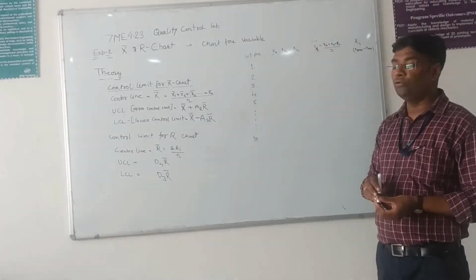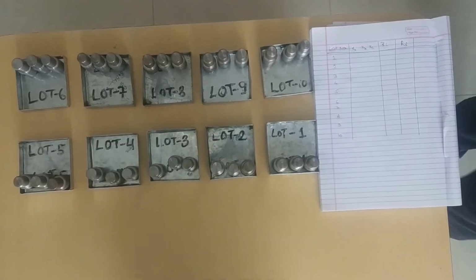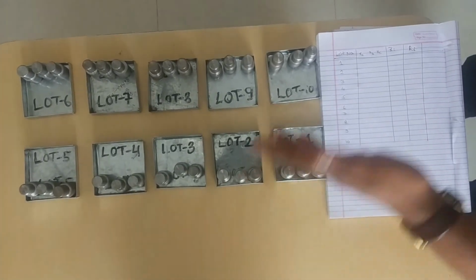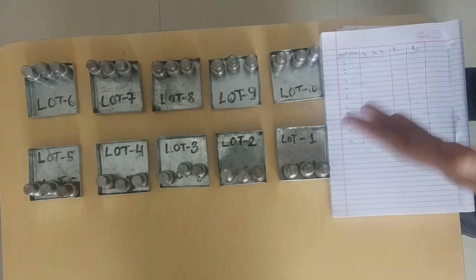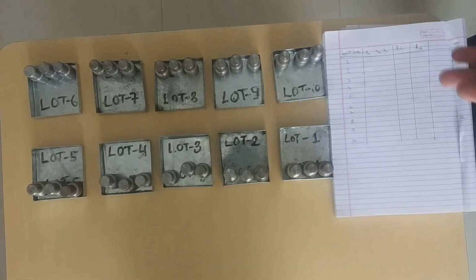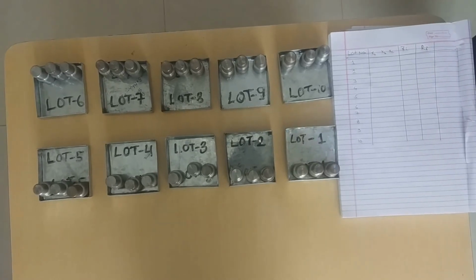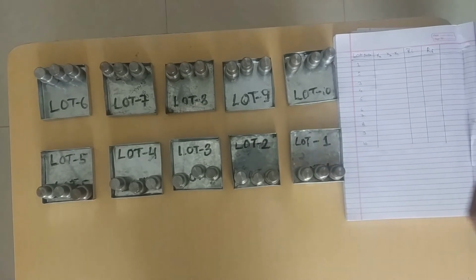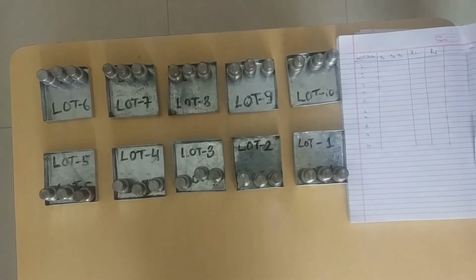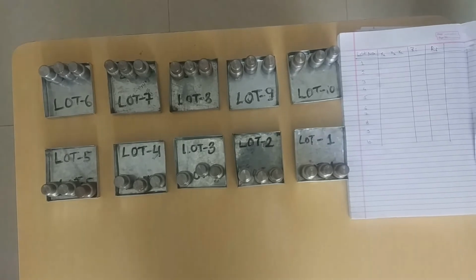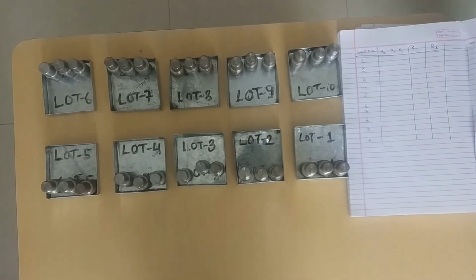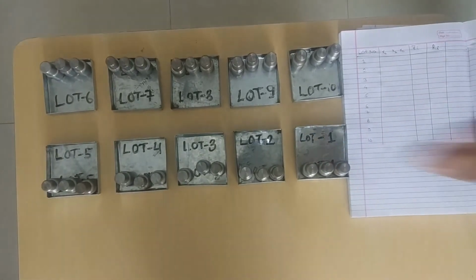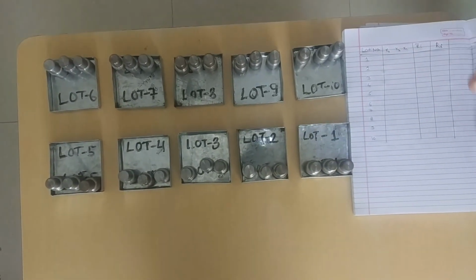So now we go for readings. As we discussed, we have to take readings of various lots. Here we have chosen 10 lots from a process. That process is turning on a lathe machine, in which we have to make a shaft to a given particular diameter with the help of turning. How do we take readings? We choose samples from each lot. From the 10 lots we have taken 3 samples each.